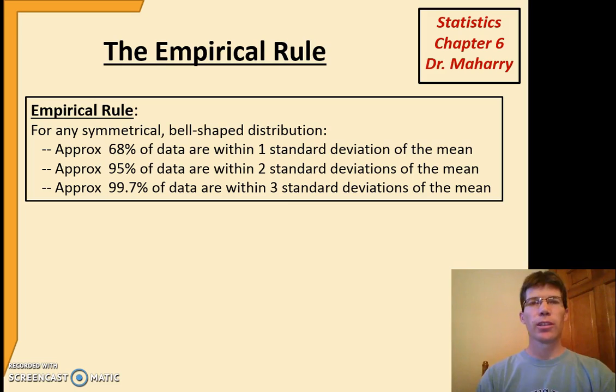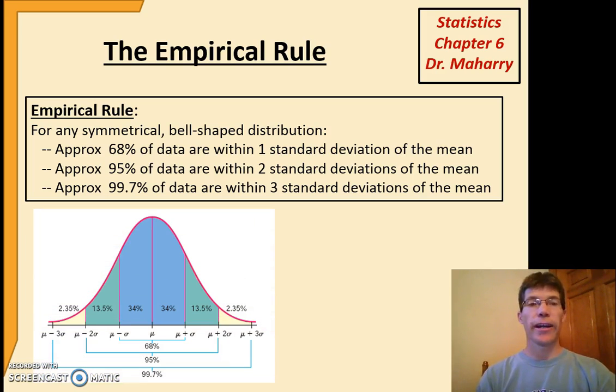So the empirical rule says this, that if we have a normally distributed or a bell-shaped curve that is symmetrical, then we know that 68% of the data will be within one standard deviation of the mean. 95% of the data will be within 2 standard deviations of the mean, and 99.7% within 3 standard deviations. So if we know the mean, and we know the standard deviation, we can determine how much of the data is within a certain number of standard deviations.